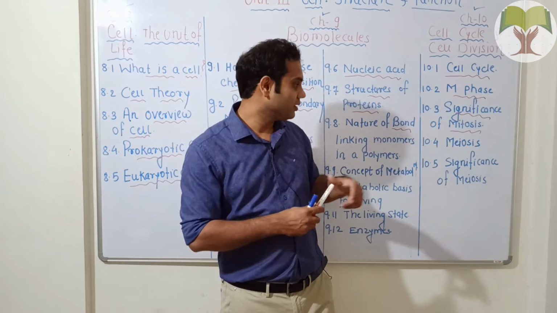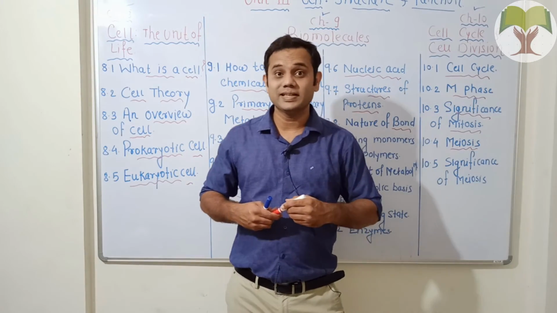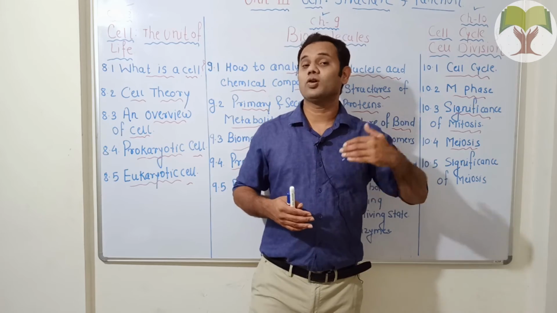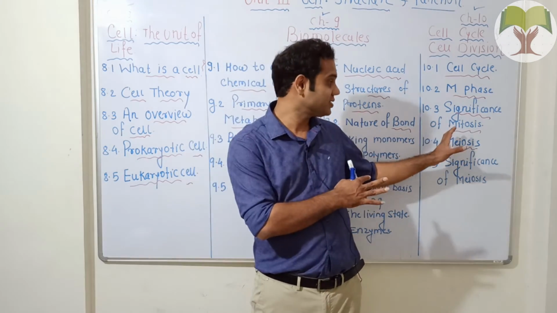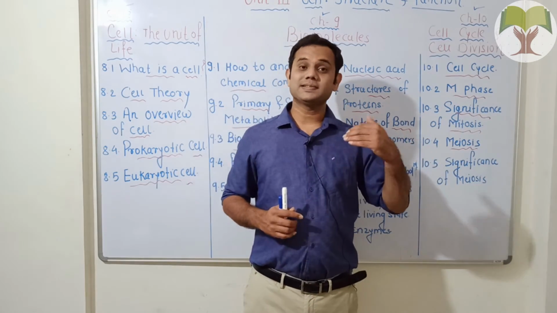Then another process is meiosis. So what is meiosis? It is the reductional division, while mitosis is the equational division. Why it is called so, that will be a very interesting part that we are going to learn in this chapter number 10. Then what are the different stages?